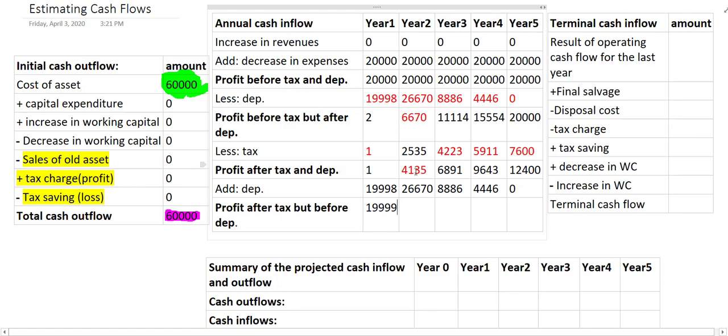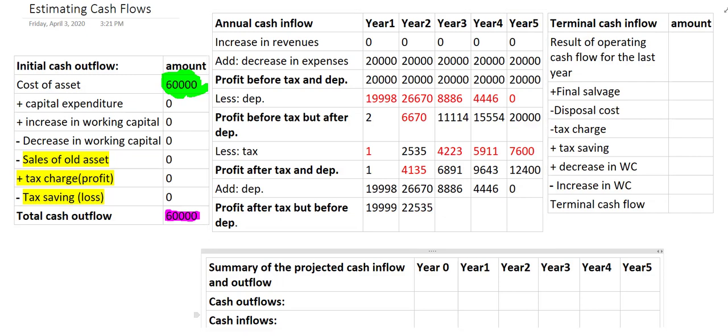So let me calculate by my own calculator here. So you can have your own calculator. 26,670 minus the amount of 41.35. The difference here is equal to 22,535, right? So the rest also you can calculate in the same manner, right?